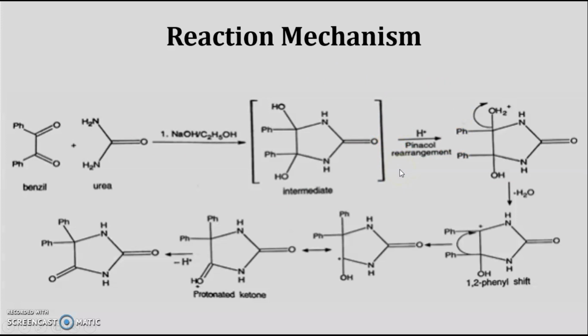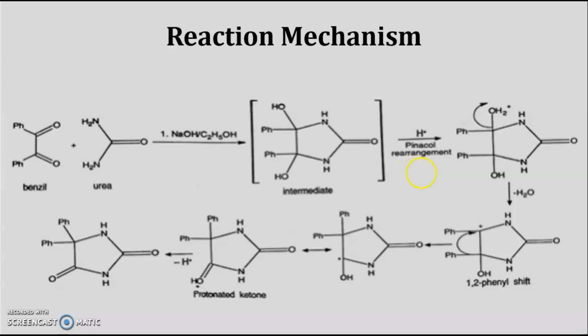Now what is the meaning of pinacol-pinacolone rearrangement? In these types of reactions, whatever the glycols are there, glycols means what? Those compounds which consist of hydroxyl groups. These glycols, that is the 1,2 glycols, will be converted into either aldehydes or ketones. This type of rearrangement is known as the pinacol rearrangement, in which a 1,2 shift will take place.